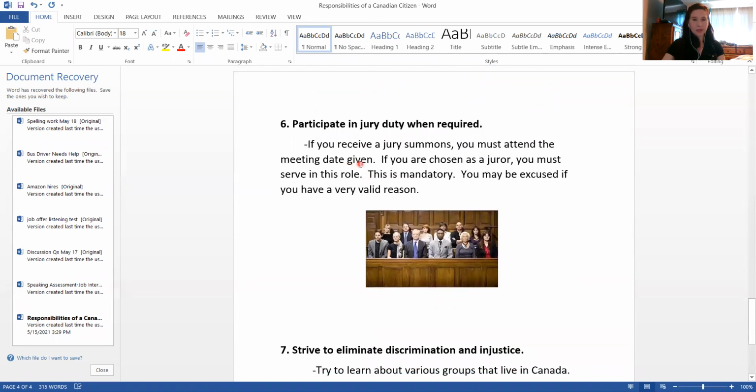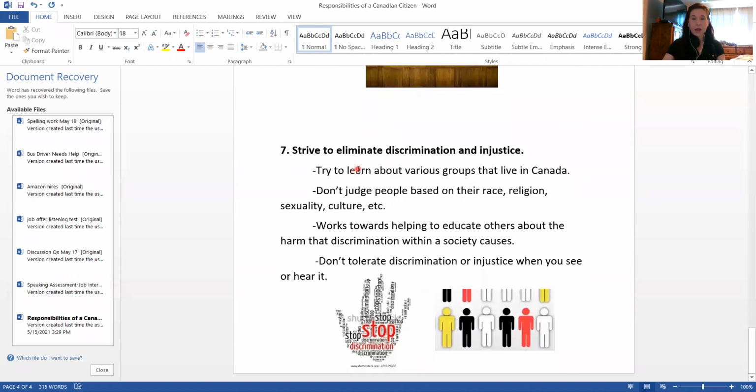You must participate in jury duty when required. You cannot say no. This is mandatory, though they will listen to your story. If you have valid reasons, those will be discussed, and you may be excused if they feel that those are valid reasons. And we should all be working towards eliminating discrimination and injustice.